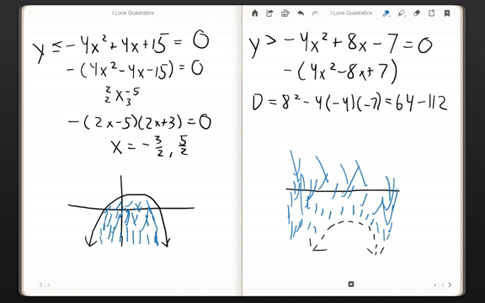Okay, and with that, we are done with quadratics. In the next video, we will get started with a brand new unit and start looking at higher degree functions, functions with powers higher than 2.